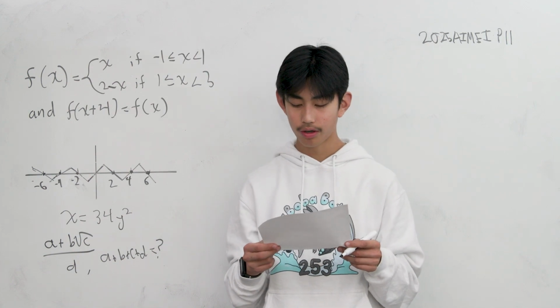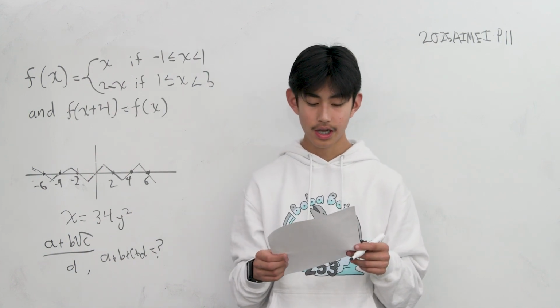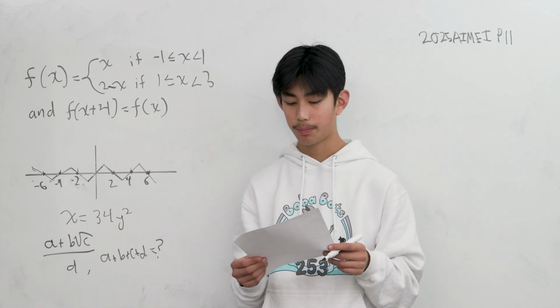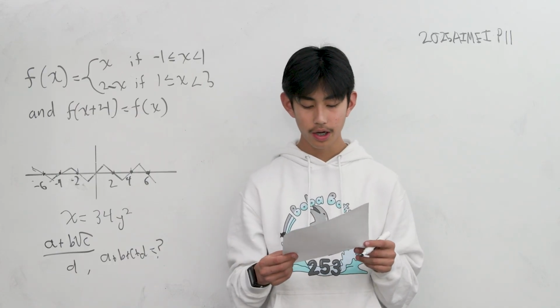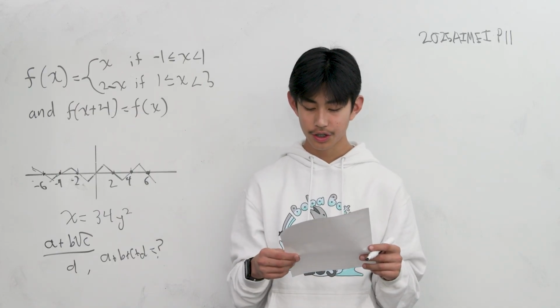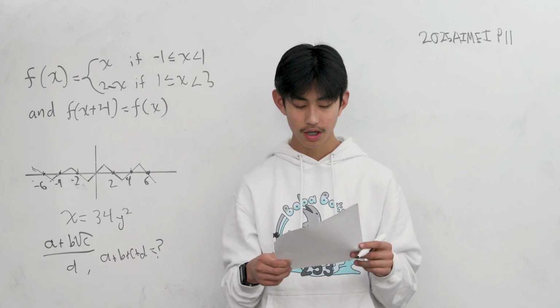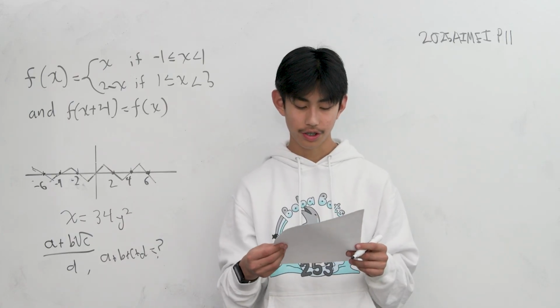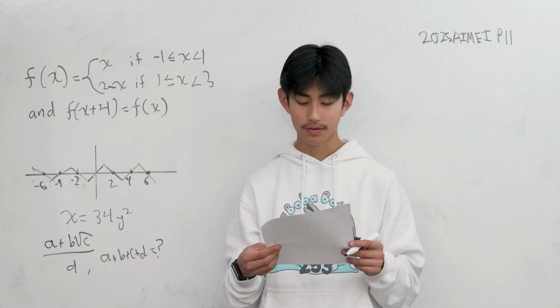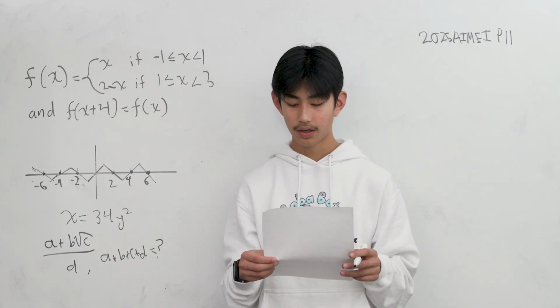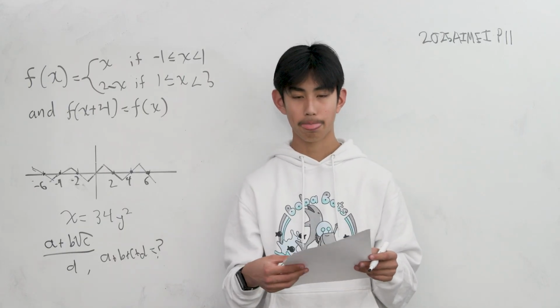The sum of the y coordinates of all these intersection points can be expressed in the form a plus b root c over d, where a, b, c, and d are positive integers such that a, b, and d have greatest common divisor equal to 1, and c is not divisible by the square of any prime. Find a plus b plus c plus d.